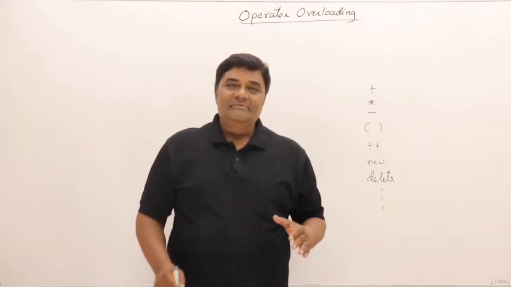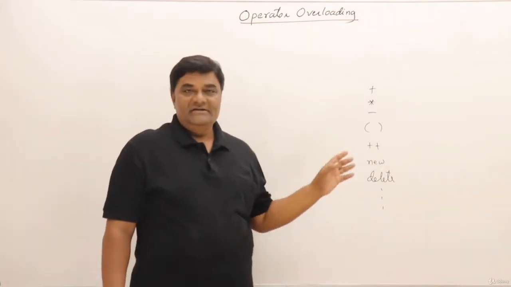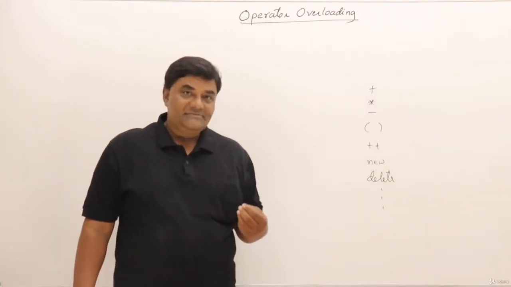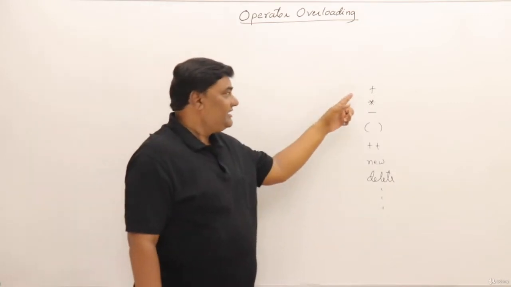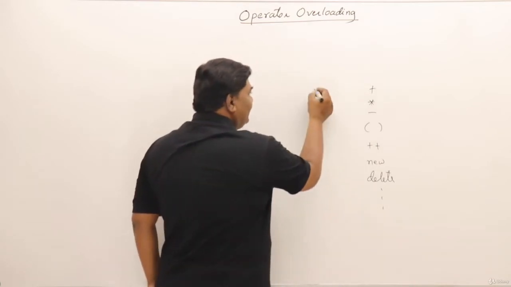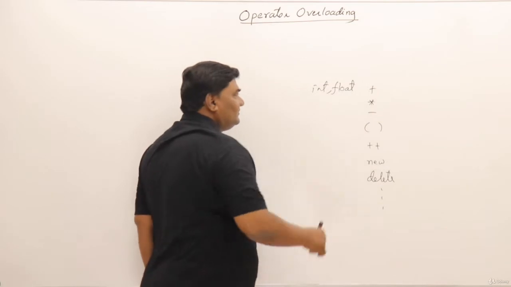And these operators are meant for some specific data types. So there are some built-in operators on built-in, primitive data types available in C++. Like addition can be performed on integer type data or float type data and so on.